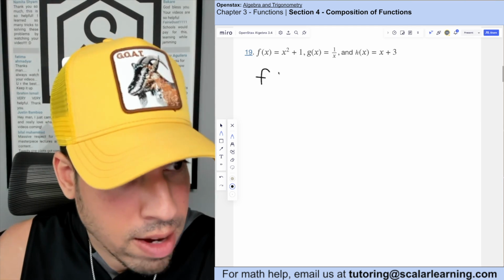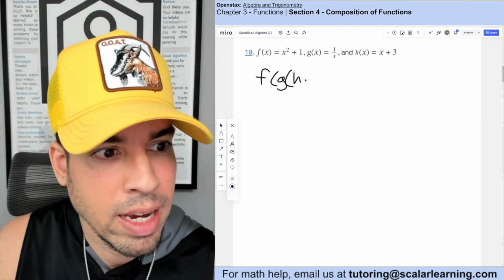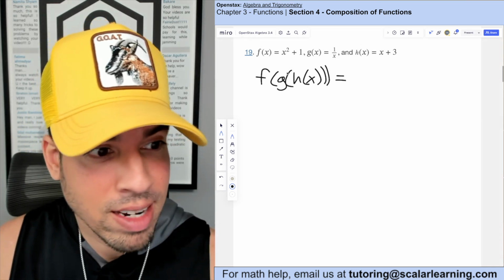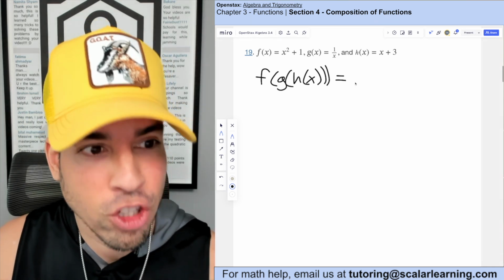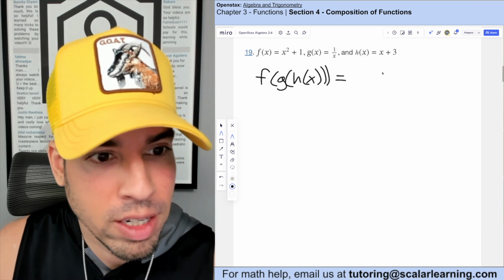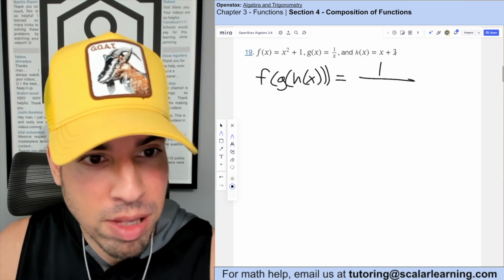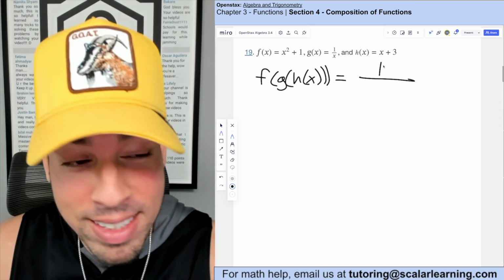Here we want f of g of h of x. So I'm going to do this step by step, and I'm going to start from inside out. So first I want g of h of x, right? So g is normally 1 over x, but instead of x, I'm plugging h of x in, replacing that x with h of x.